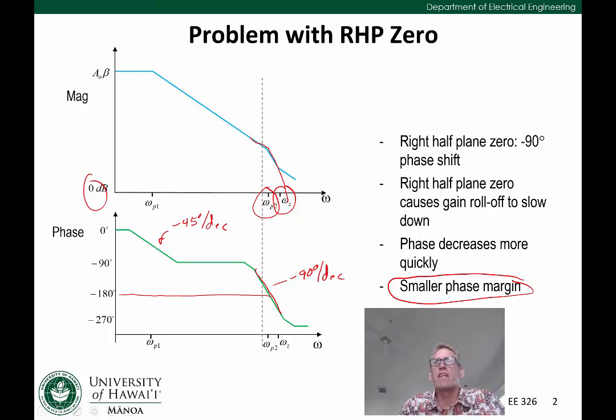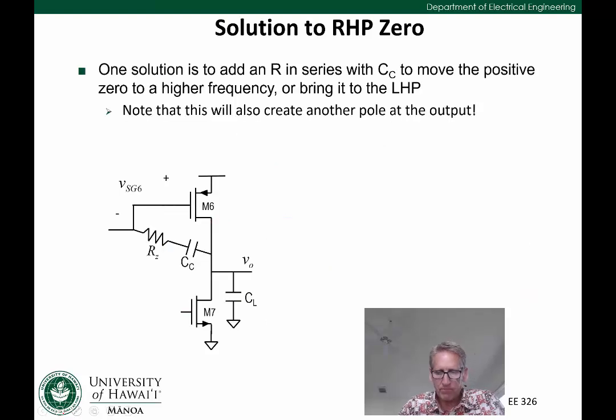And again, as a refresher, the right half plane zero comes from the fact that we added this compensation capacitor, which we needed to split omega p1 and omega p2.